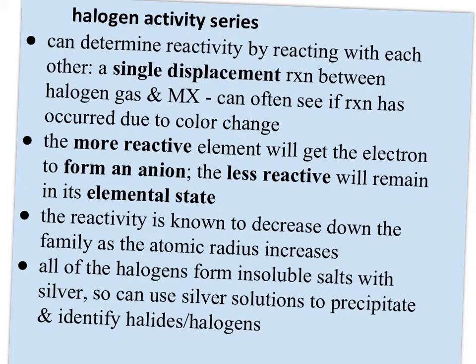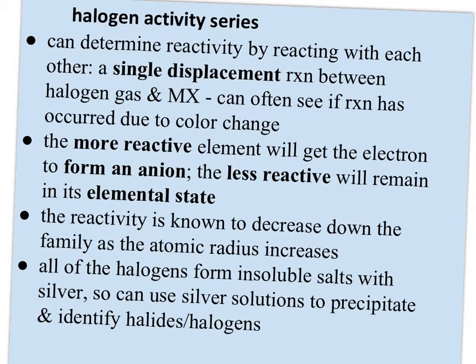There's also something called the halogen activity series, and you may remember the metal activity series, where more reactive metals can bump off a less reactive metal in an ionic or aqueous solution. Well, the same thing is true with halogens. And you can determine the reactivity of halogens with each other by having a single replacement reaction between a halogen gas, or the pure halogen, and then a metal halide, or one of the alkali metals bonded to a halogen. And you often can tell if the reaction occurs or not because there'll be a color change that accompanies it.